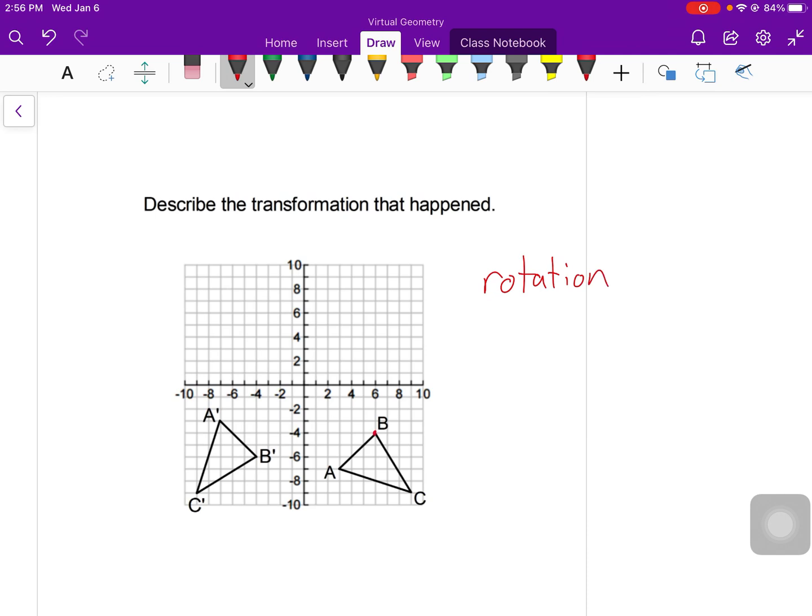Since we don't have our tracing paper, this is where that piece of paper off on the side is going to come in handy. A is at the point 3, -7. B is at the point 6, -4, and C is at the point 9, -9. I'm going to identify these points as well. A prime is at -7, -3. B prime is at -4, -6. And C prime is going to be at -9, -9.